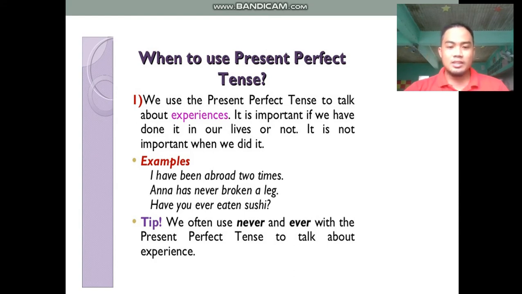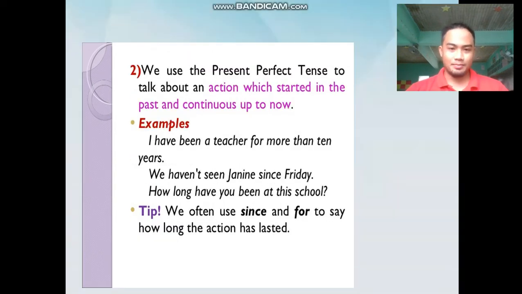sentence is ang has. So Anna has never broken a leg. So past tense na ang mga verb na ginagamit, for example, broken. Okay? Ang sa third nga sentence, for example, ginagamit nga verb is ang eaten. Okay? As a tip, we often use never and ever with the present perfect tense to talk about experience.